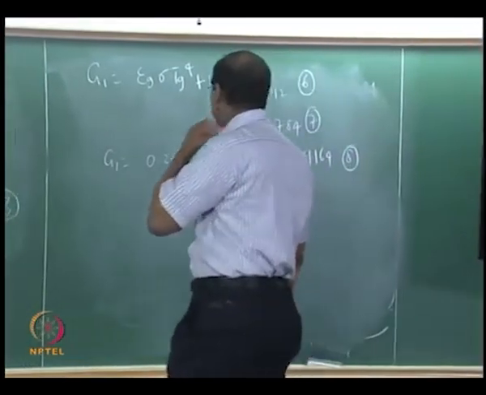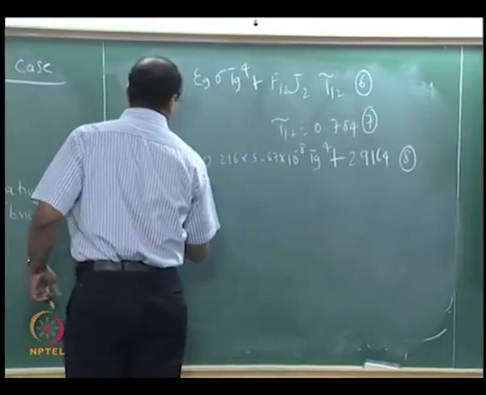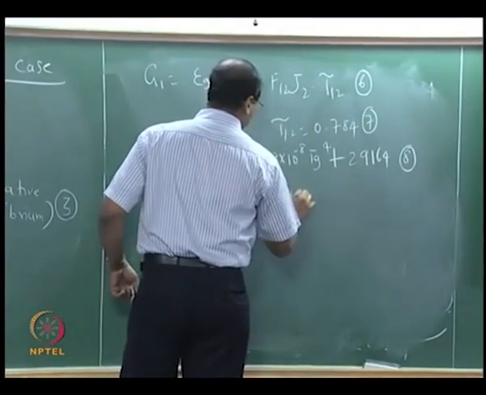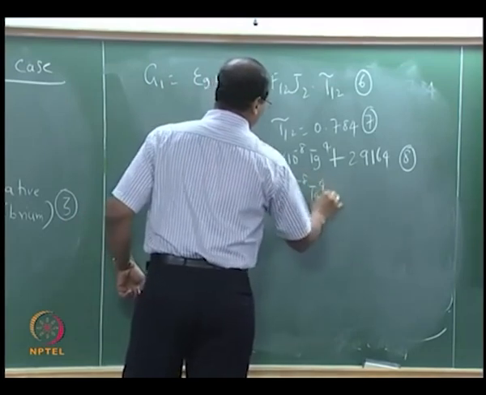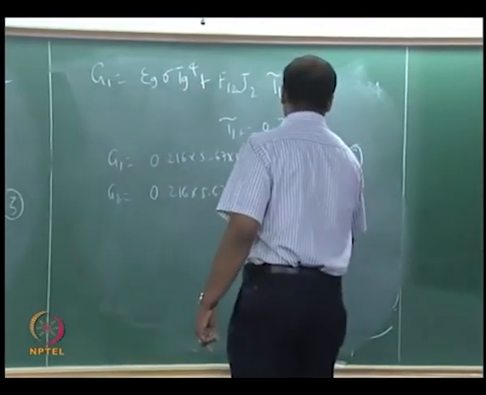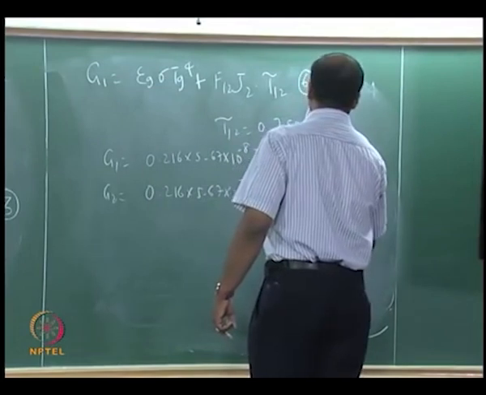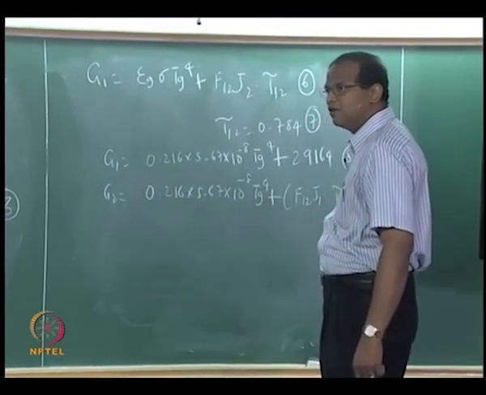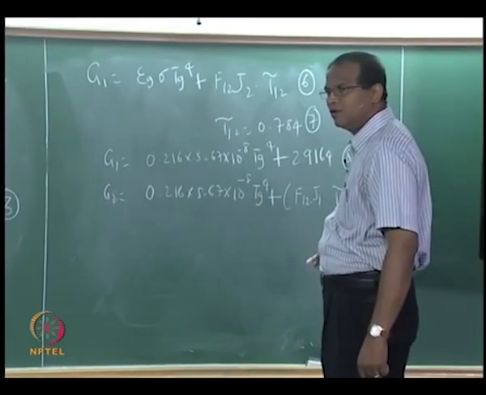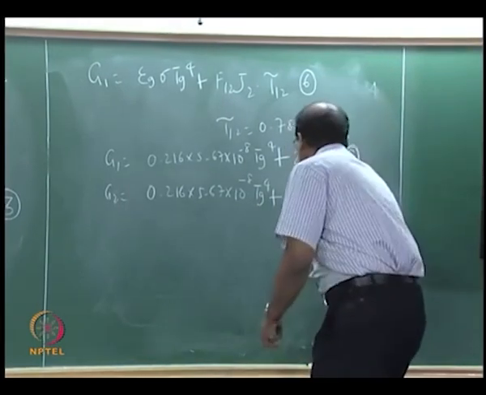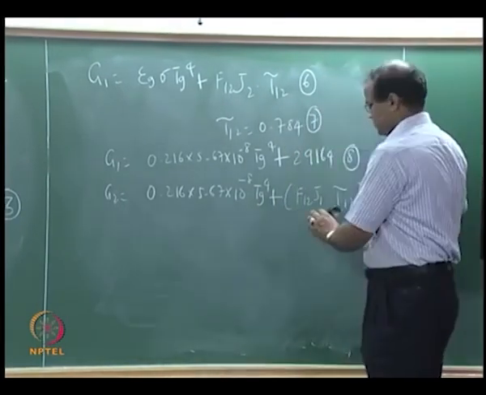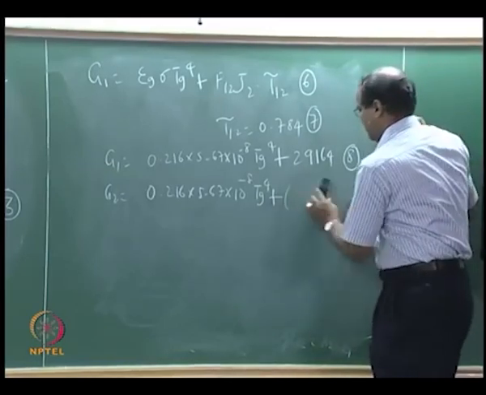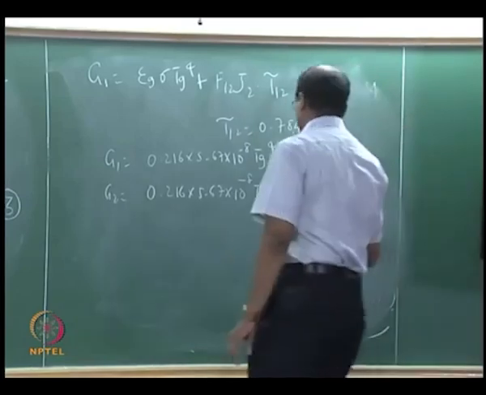Okay, so G2 plus, this will be too much. How much is it? Okay, I will erase this. You have to calculate this. F12 is 1, J1 is 2.87 into 10 to the 5, this is 0.784, this is 2.25.